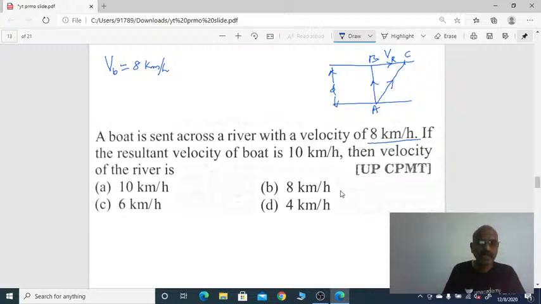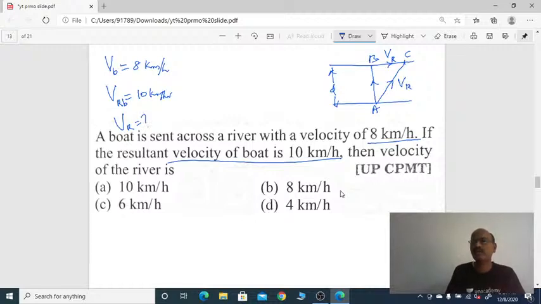Now this is the resultant velocity. What is given here? AC, the resultant velocity of boat, is given as 10 km per hour. Then what is the velocity of river? That is the question.